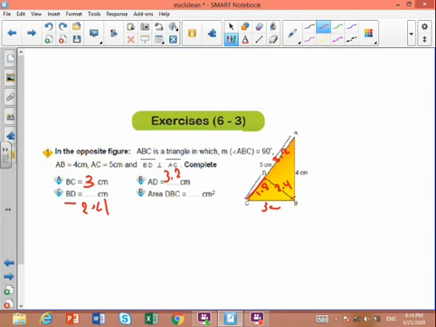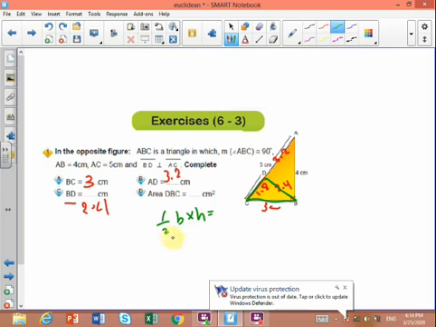He wants what? He wants the area of triangle DBC. What is the area of the triangle? Half base times height. Where is the base? The base equals 1.8, the height 2.4, and you will calculate it to get the result.